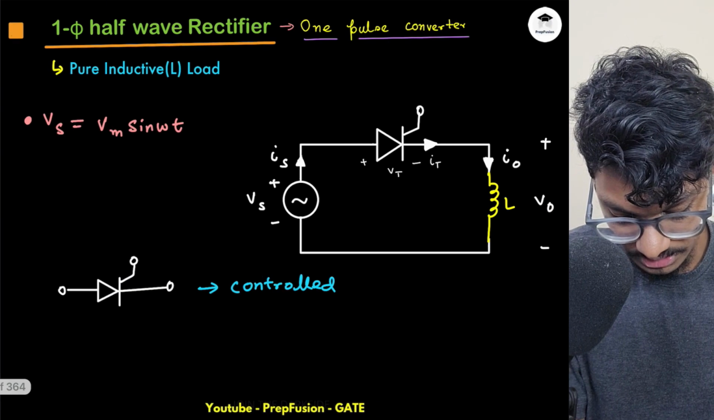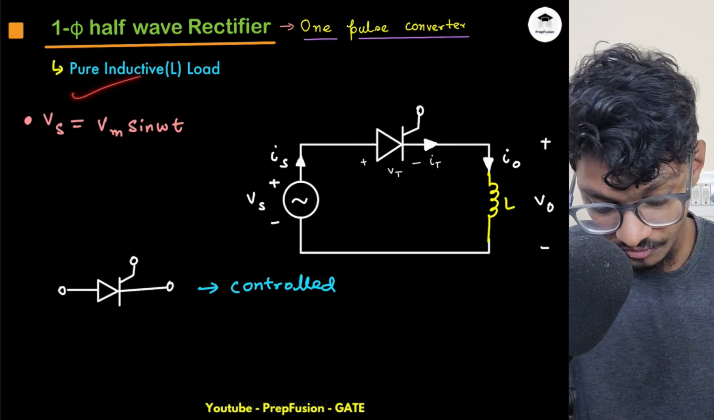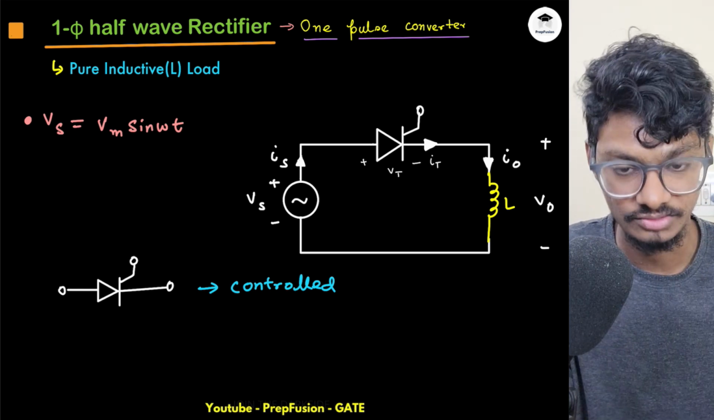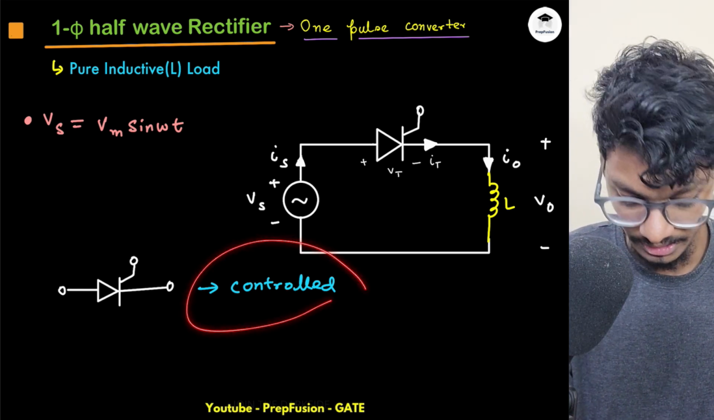Now let's move on to further analysis of SCRs. So SCRs will just be the same. There will be one slight difference. What will the slight difference be? I will explain. So here it is controlled.